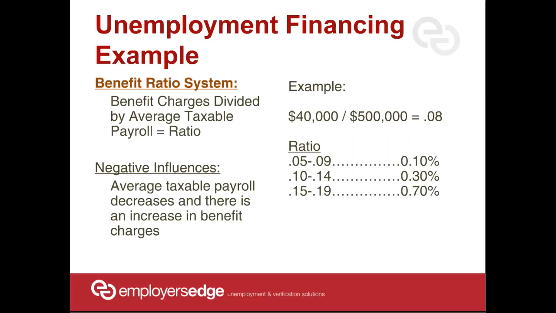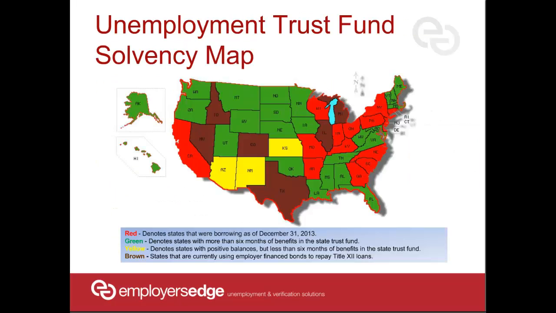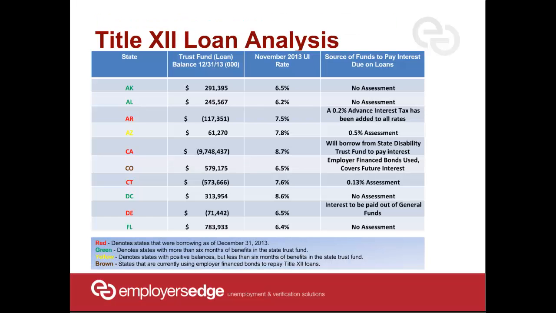I just wanted to give you an example of the first 10 states here. I just did it in alphabetical order. If we take a look here at California, we can see the trust fund balance in debt is just shy of the $10 billion. They're actually going to borrow, and they have been borrowing, from California's Disability Trust Fund to pay the interest payments. They have to at least pay the interest payments, and they are doing that.